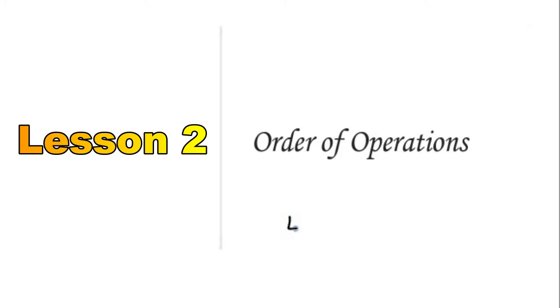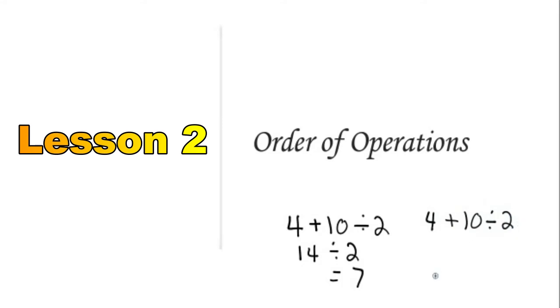For example, 4 plus 10 divided by 2. So if we have this expression and I'm asked to solve it, I might look at it and say, okay, 4 plus 10 is 14. And then I'm going to divide that by 2, and I'll get 7. You might look at it and say, okay, 4 plus 10 divided by 2. 10 divided by 2 is 5. 4 plus 5 equals 9.